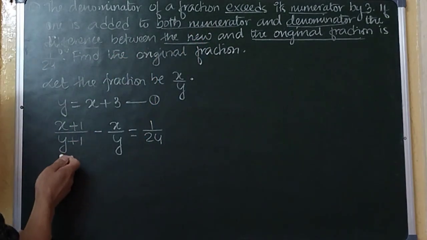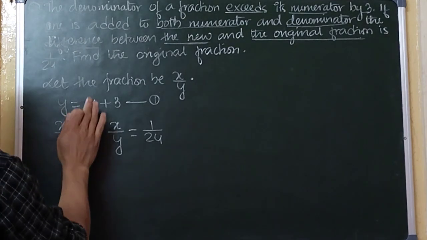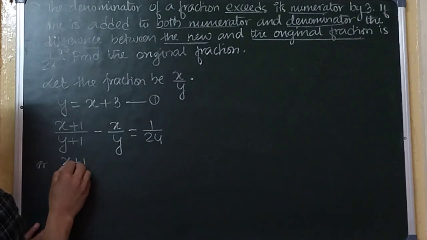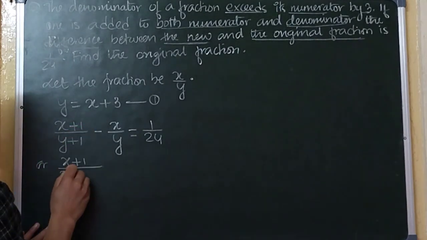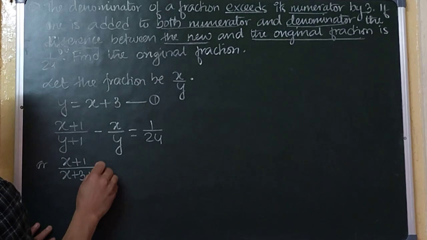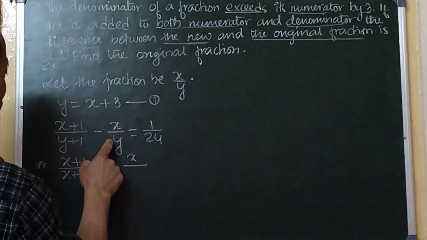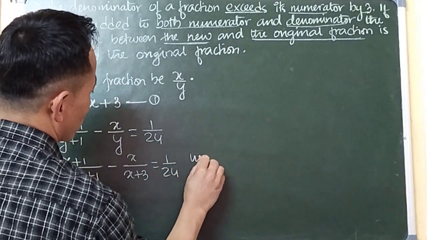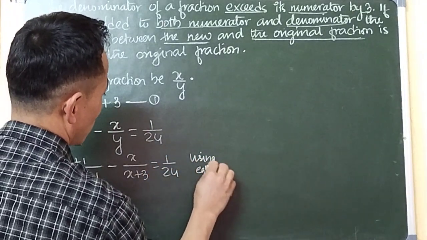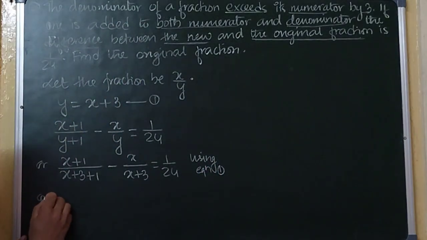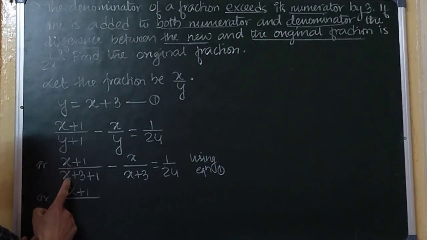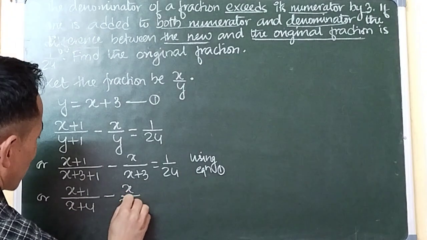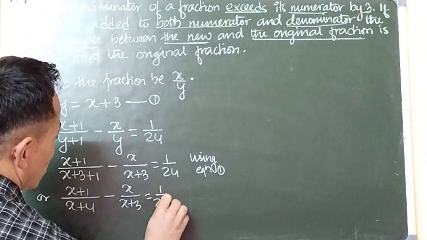Now let's form the quadratic equation in terms of x. We will replace y is equal to x plus 3 in this equation. So we write x plus 1 divided by x plus 3 plus 1, minus x divided by x plus 3, is equal to 1 divided by 24. Here we have used equation number 1. You can simplify this further. This becomes x plus 1 divided by x plus 3 plus 1, which gives 4, minus x divided by x plus 3, is equal to 1 divided by 24.